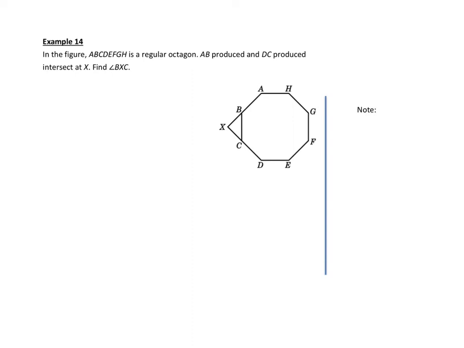Now we go to example 14 of chapter 8. In this figure, ABCDEFGH is a regular octagon. First of all, we need to know the meaning of regular. For a regular polygon, it means that all the sides are of equal length.